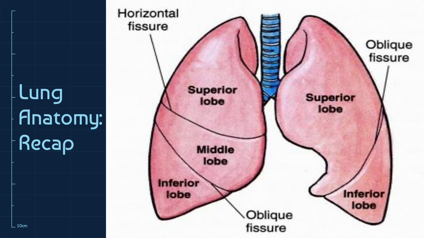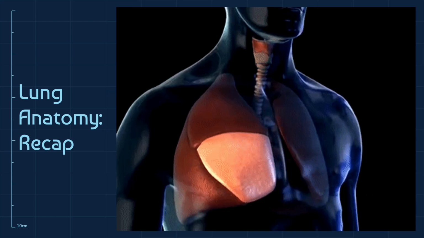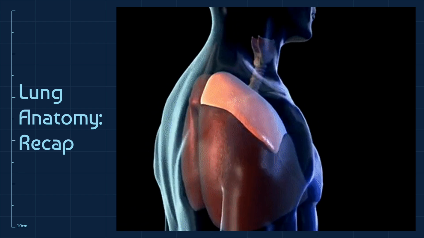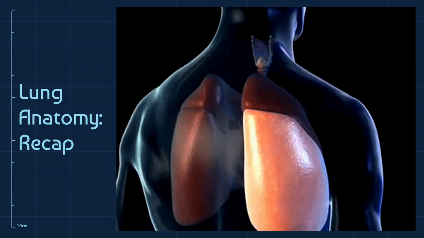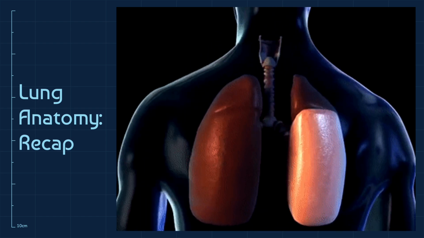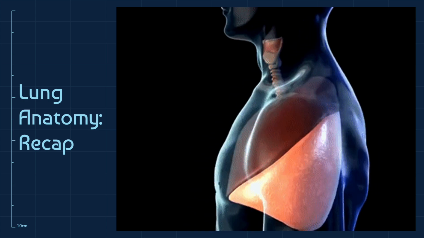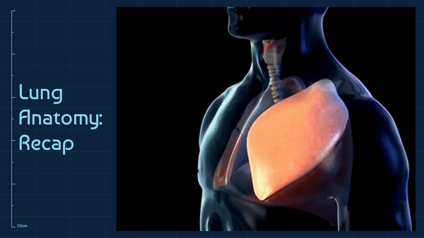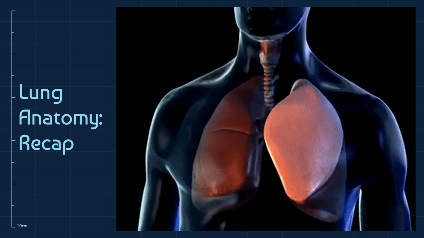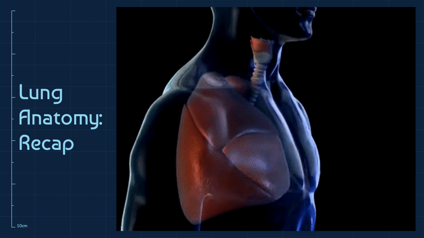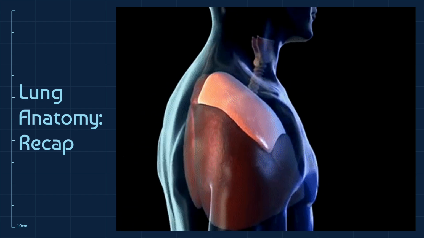On the left side, the fissure between the superior and inferior lobe is the oblique fissure as well. But I want you guys to keep in mind that the lungs are larger than they seem when you look at the X-ray. In this 3D rendering of the human lungs, you can see that the lower lobes are actually much larger than they appear, and they extend posteriorly and superiorly higher than you would expect. And the same goes for the superior lobes. They extend anteriorly and inferiorly, greater than you expect.